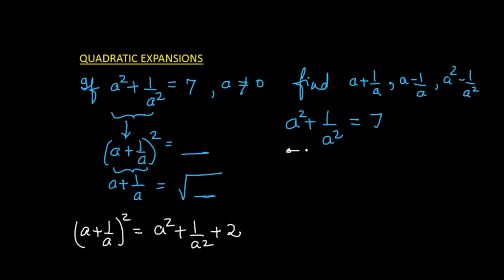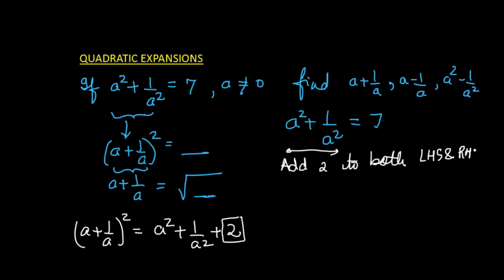So to complete this square here, what extra we need? We need this extra 2 there. And we know that if we are adding something to the left hand side, the same thing needs to be added to the right hand side also. Okay, so we need a 2 on the left hand side. So what we will do, add 2 to both LHS and RHS. So we will get a square plus 1 by a square plus 2 is equal to 7 plus 2. Since we have added 2 on both the sides, it doesn't disturb the balance.